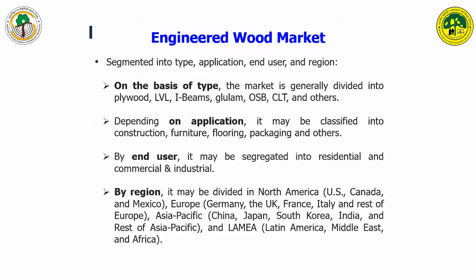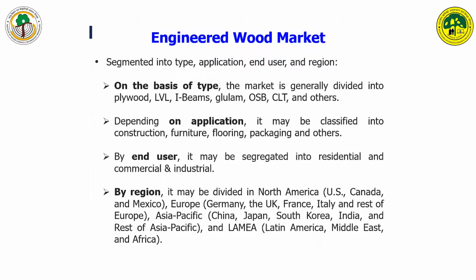Now we will talk about the engineered wood market around the globe. This kind of market can generally be subdivided into different types. On the basis of type, this market is divided into plywood, LVL, I-beam, glulam, OSB, and CLT. Then, depending on the application, these products can be made into construction, furniture, flooring, and packaging.